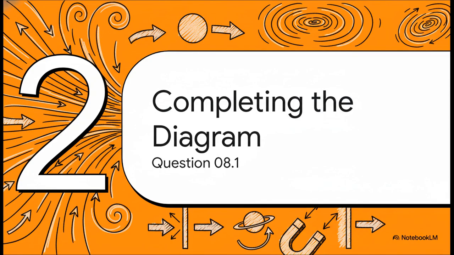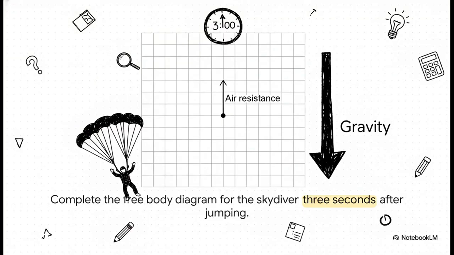All right, let's move on to the first actual question, completing the diagram. This is question 8.1, and it's all about visualizing the forces involved. So what are we looking at here? We've got this free body diagram. It already shows one upward arrow for air resistance, specifically at 3 seconds into the fall. The job is to complete it, and it's worth 2 marks.